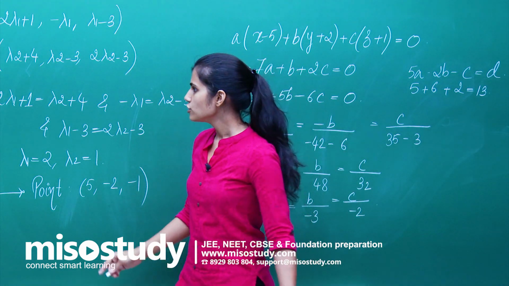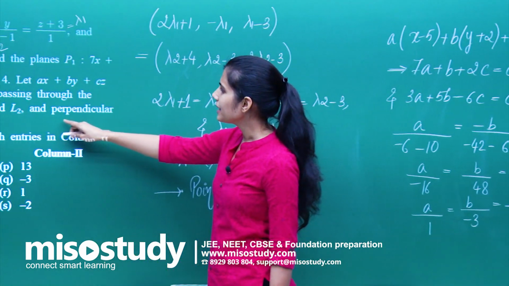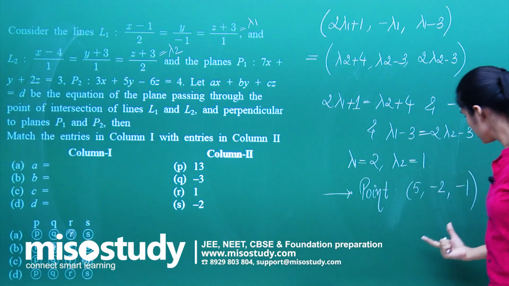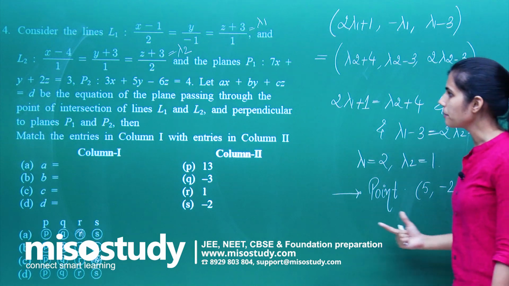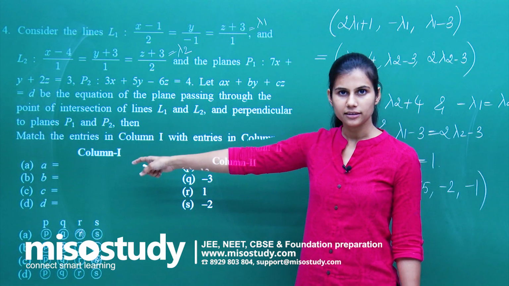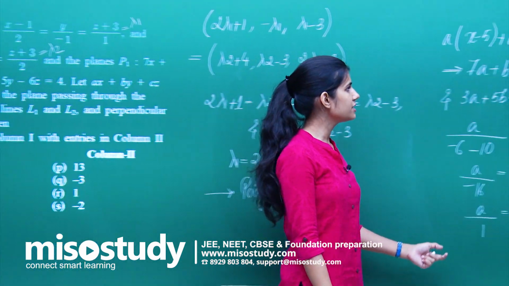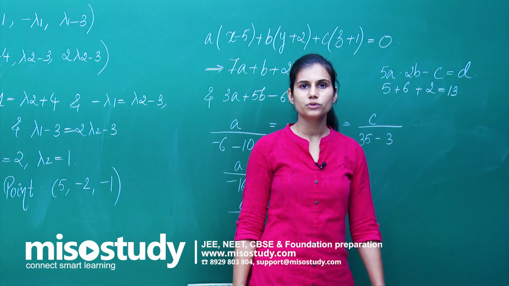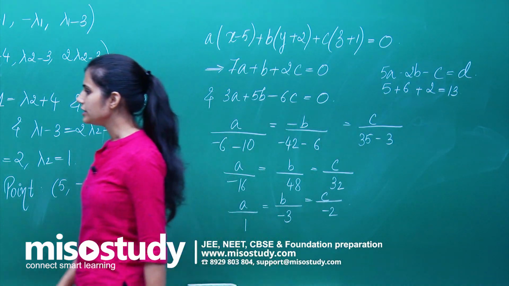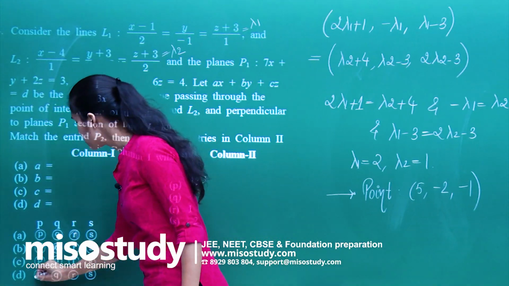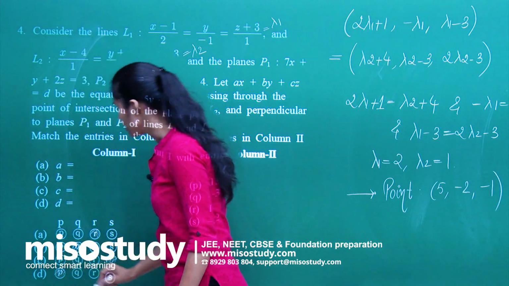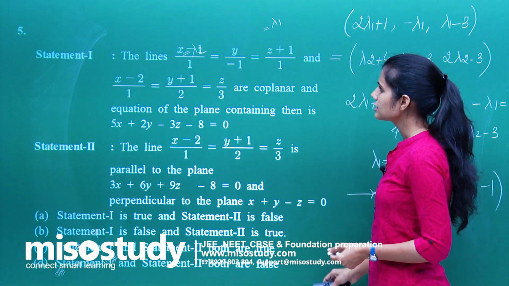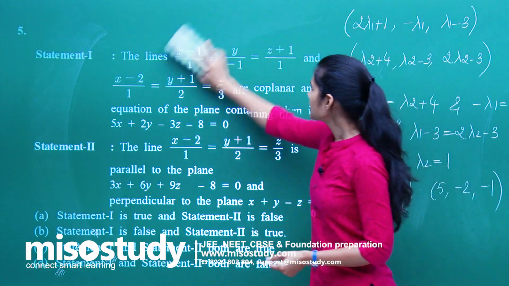Are you understanding? So over here this plane that you have is basically passing through this point and is perpendicular to this plane and this plane, right? And therefore you have got this equation which will be satisfied, and therefore 5 plus 6 plus 2, that is 11 plus 2, which is 13, will be the value of D. So D is coming out to be 13. So P is going to be matched corresponding to it. Clear? Next, what you have is these lines are given to you.